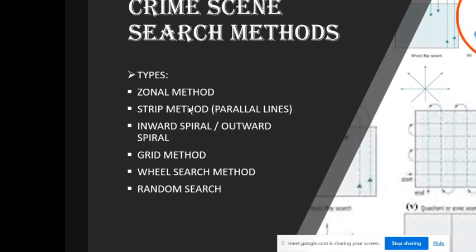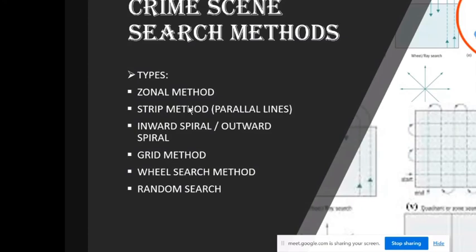Then we see the spiral method, that is either inward spiral or outward spiral. In the spiral method, the search is started from one end of the crime scene and carried out in spirals till the focal point of the crime is reached. Then we see the grid method. In the grid method, the search begins after completing the search in horizontal lines. Then the searcher takes a right angle turn and again keeps searching until the whole area is covered.